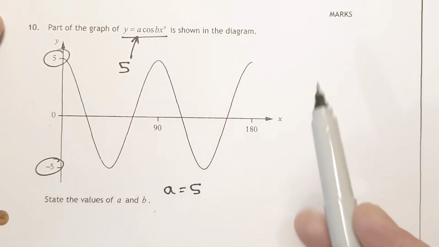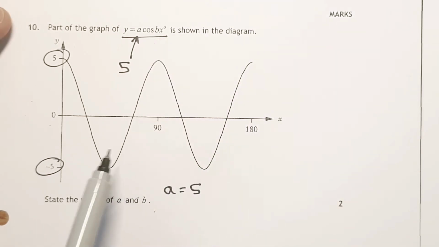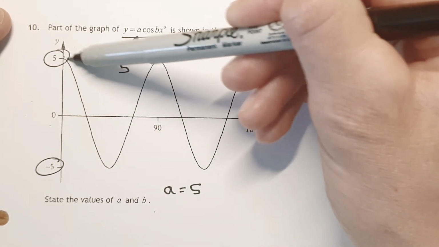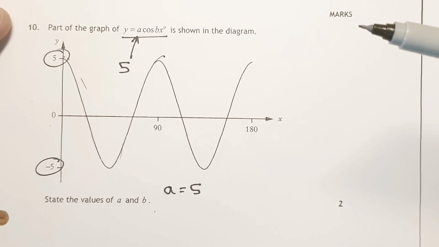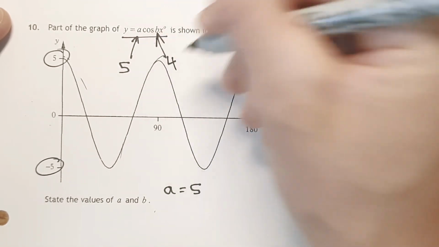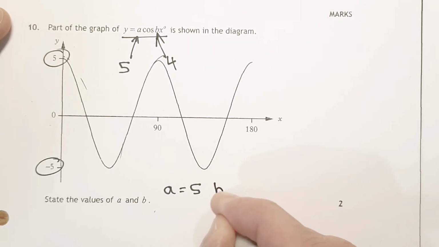Now the period of the graph is 90. Now you might think it's repeating twice within 360, but if you look at the scale carefully, that actually only goes up to 180 there. So if it repeats within 90, it's going to repeat 4 times within 360 degrees, which means that value there has to be 4. So b is equal to 4.